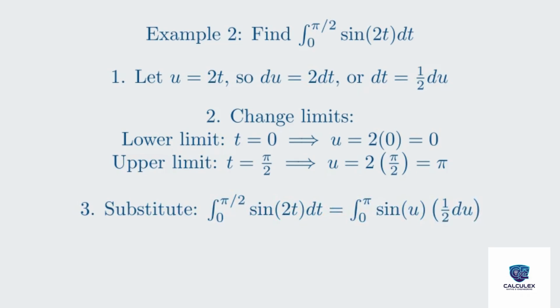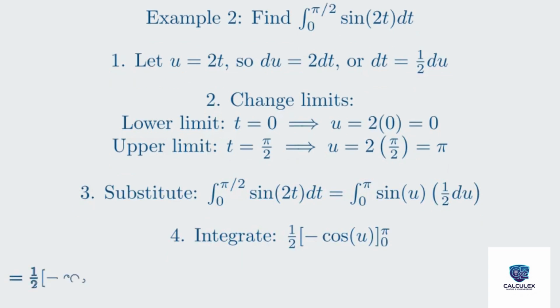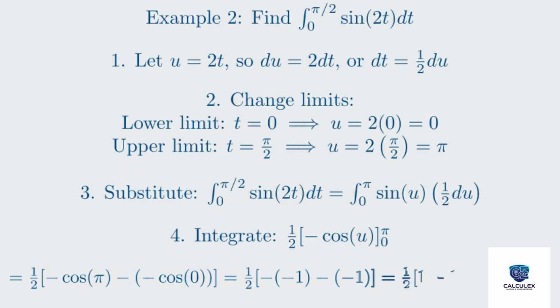The antiderivative of sine of u is negative cosine of u. So we need to evaluate negative cosine of u from 0 to pi. This gives us negative cosine of pi minus negative cosine of 0. That's -1 plus 1, which equals 2. Half of that is our final answer of 1. Because we changed the limits, we don't need to substitute back to t.